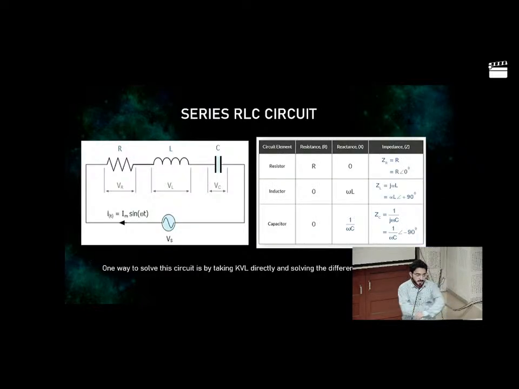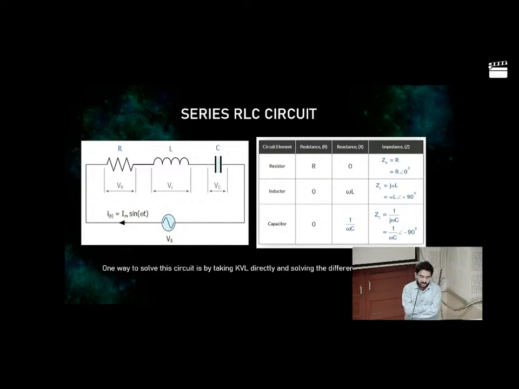So this is an RLC series circuit. VR is the voltage drop across the resistor, VL is that across the inductor, and VC is that across the capacitor. Now if you want to solve this, you can do this by taking the KVL directly and solving the differential equations. However, you will get a second order differential equation in this case, which is kind of hectic to solve. In those cases, we take the help of Laplace transform by converting it into the S domain.